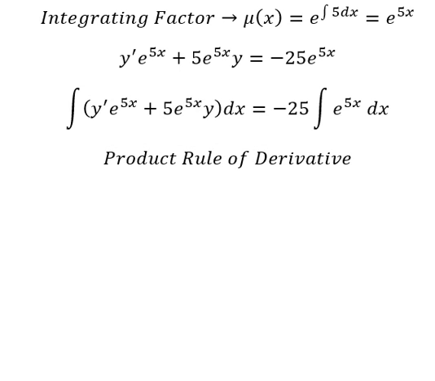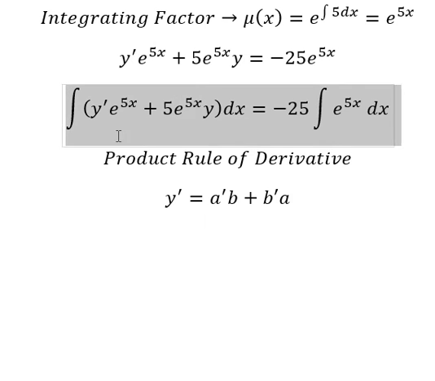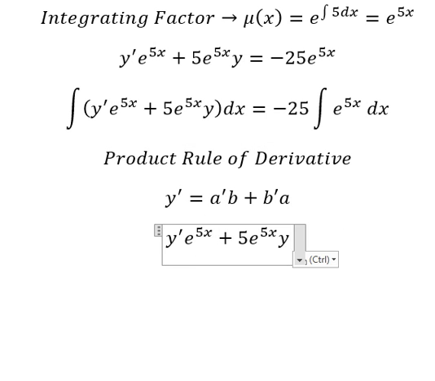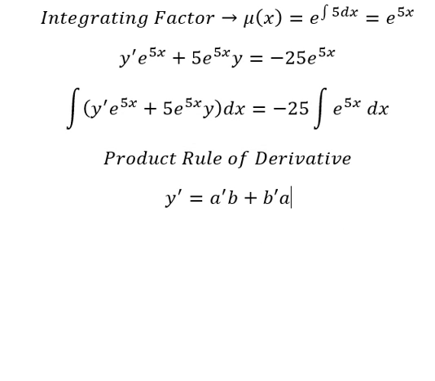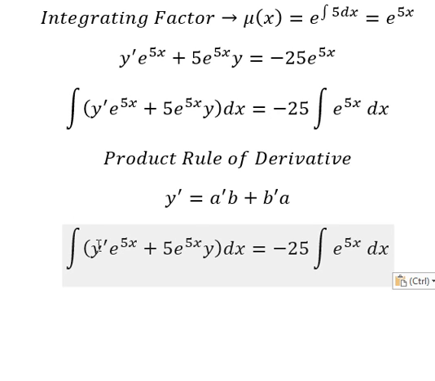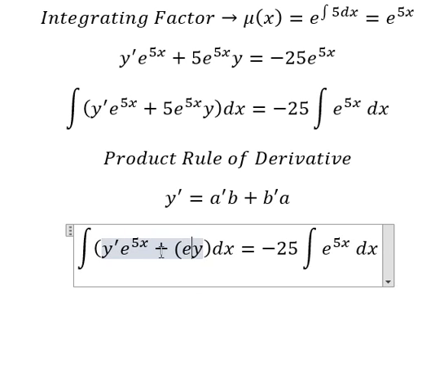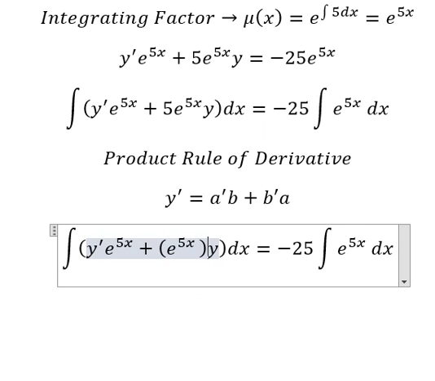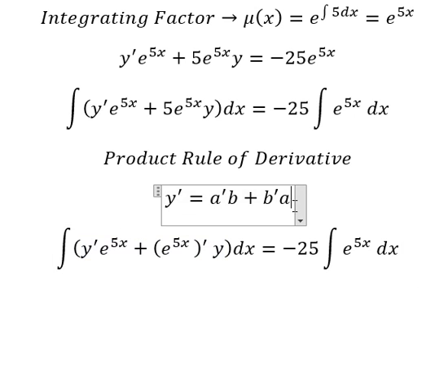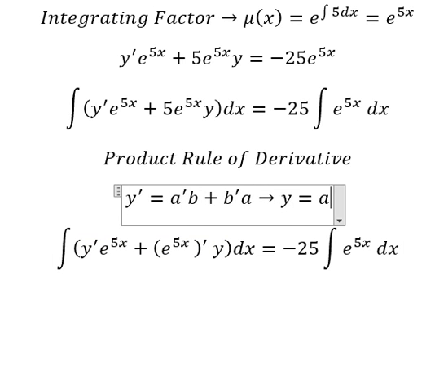So we have the first derivative of y equals the first derivative of a multiplied by b plus the first derivative of b multiplied by a. So we have the first derivative of a multiplied by b. This one is about the first derivative of b multiplied by a. So the integration of this one, we have y equals ab.